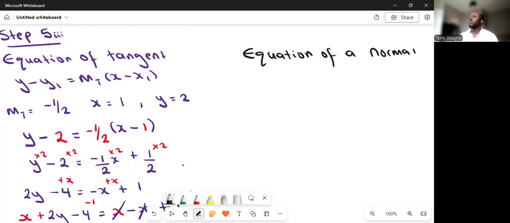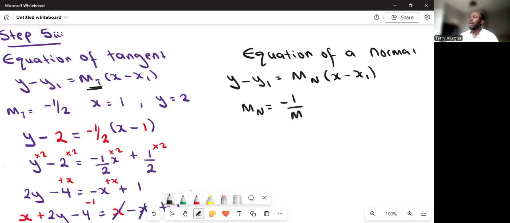Okay. So the equation of a normal, we know that to be y minus y1 equals, so instead of us having mt, we're going to have mn, times x minus x1. Are you seeing it? But first we need to find mn, because we know that mn is equal to minus 1 over what? mt. So that's the only step.